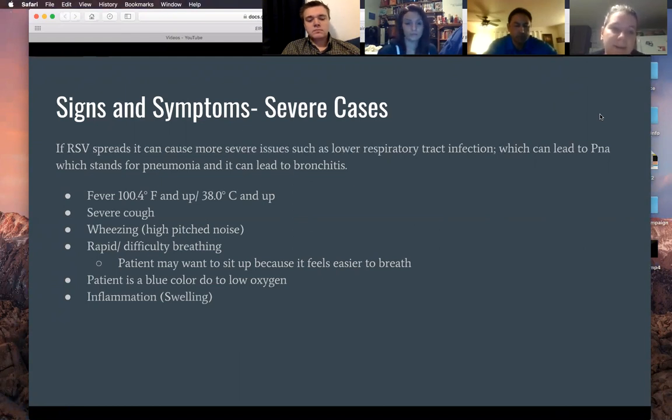Some people want to sit up because it feels easier to breathe rather than lying down. Some patients turn a bluish color due to low oxygen.